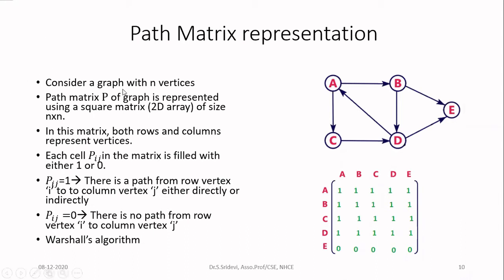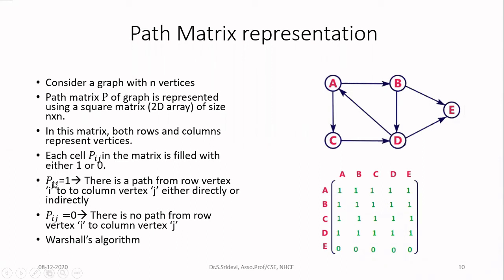For this, consider a graph with n vertices. Let me focus on a directed graph. The path matrix of this graph will be represented using a square matrix, because this will tell you whether you have a path from one vertex to another vertex. So both rows and columns are nothing but vertices. The size of this matrix will be n cross n, where n is the number of vertices. Every cell Pij in the matrix will be filled with either 1 or 0.